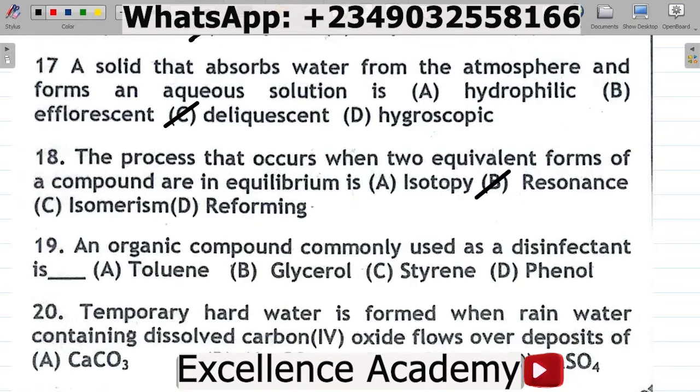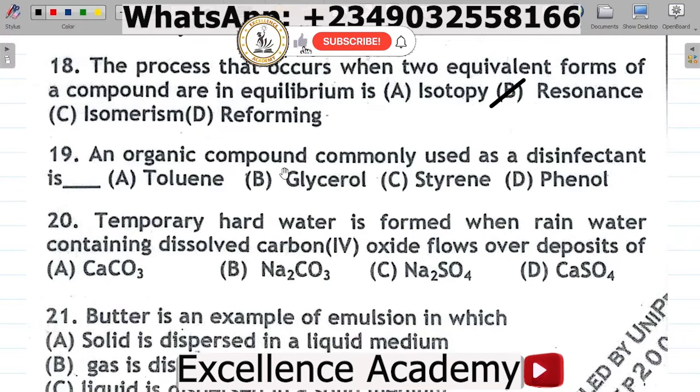That's your answer. Question 19 says, an organic compound commonly used as a disinfectant is: A, toluene; B, glycerol; C, styrene; D, phenol. Let's start with the first one, toluene. Toluene is used basically as a disinfectant. Glycerol is usually used as a sweetener. For styrene, note that styrene is used in plastic products packaging.